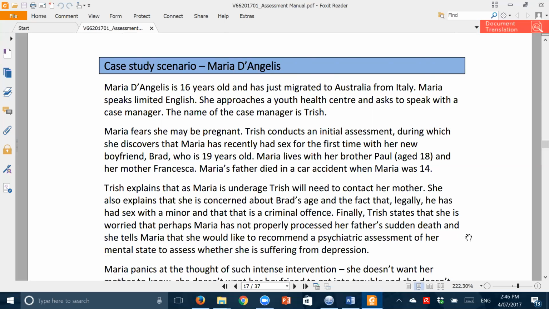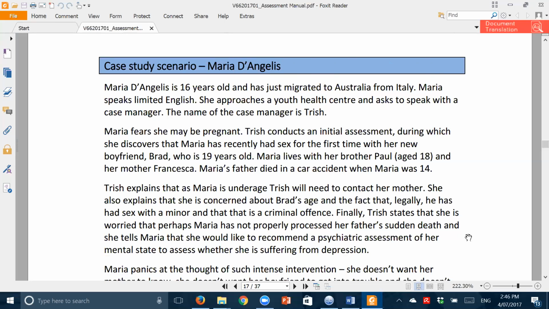Now, you're kind of taking the role of Trish. So Trish has possibly gone in a bit boots and all here. Maria fears she may be pregnant. That doesn't mean she's definitely pregnant, but what she's indicating is she has, in her own opinion, had sex.